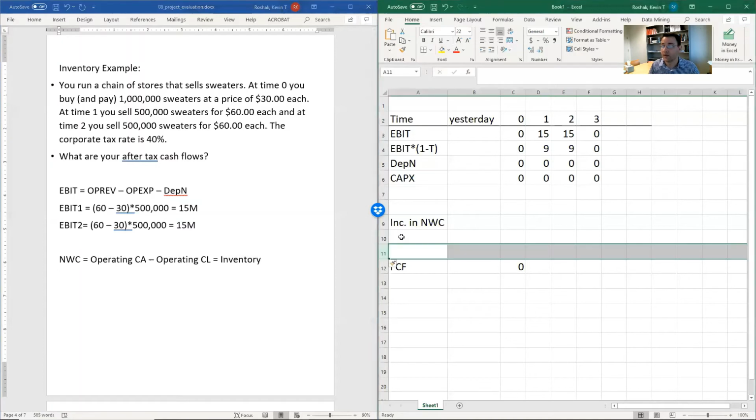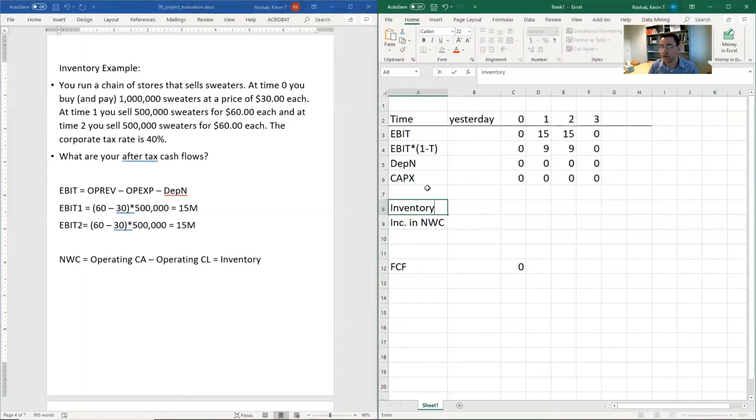Okay, so I'm going to write an inventory account down separately. We need to keep track of this balance over time. So how many sweaters did we have yesterday? Well, we didn't have any of these sweaters. We just bought them today. So our starting balance for the inventory from yesterday is 0.